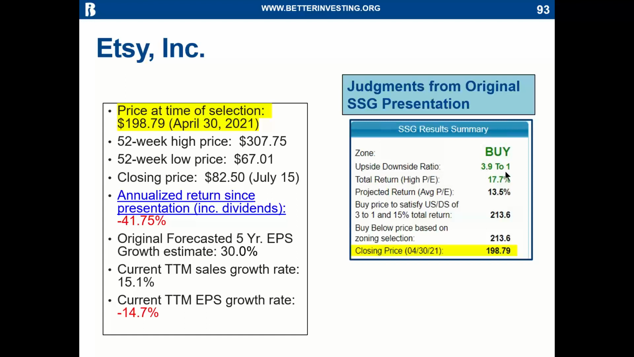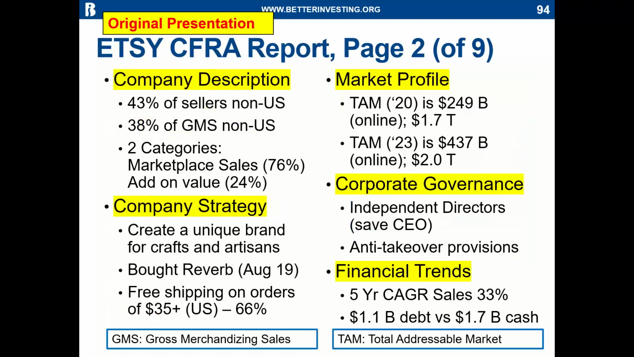My original estimate was it was a buy. It was 17% total return. If we use the par, it'd be 13.5. It was selling at 198. Here it is. Its closing price right now is $82. So it's really, really dropped. My original estimate for earnings was 30%, very, very optimistic. And the trailing 12 months has been 15, and the earnings is a negative, really 15.